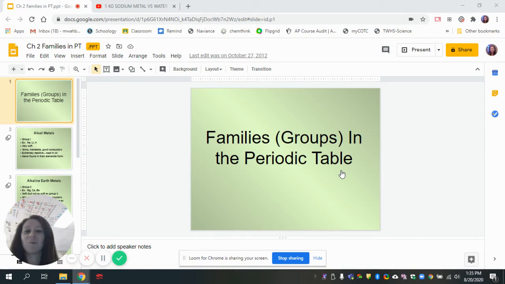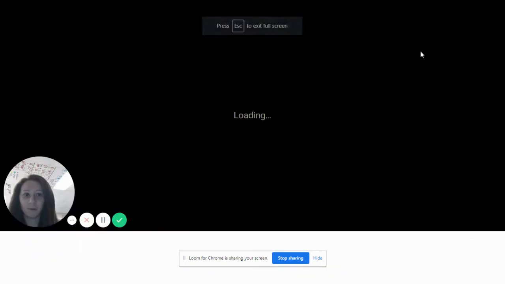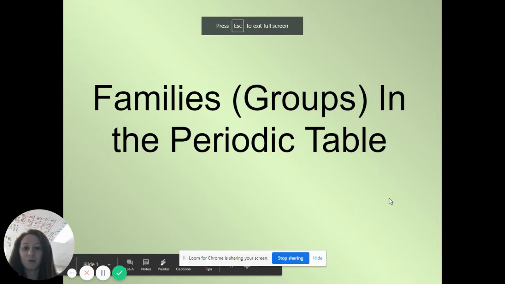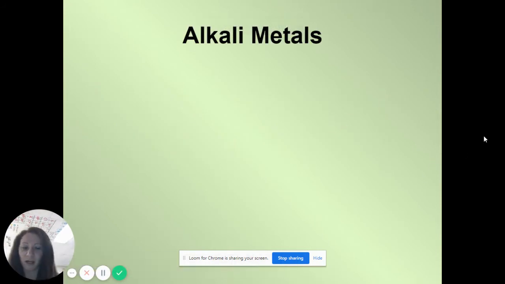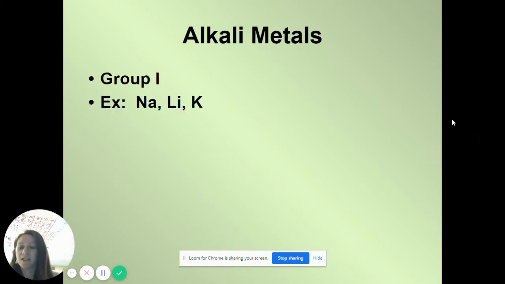Hi guys, today we're going to talk about families in the periodic table. So we've already colored our periodic table, and the first group that we colored was the alkali metals, in group 1, the very first group. Some examples of group 1 are sodium, lithium, potassium, cesium, francium. These are very, very soft.